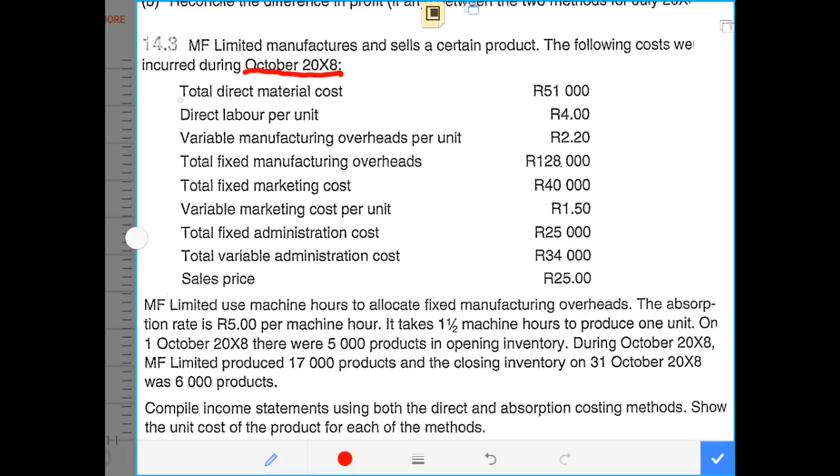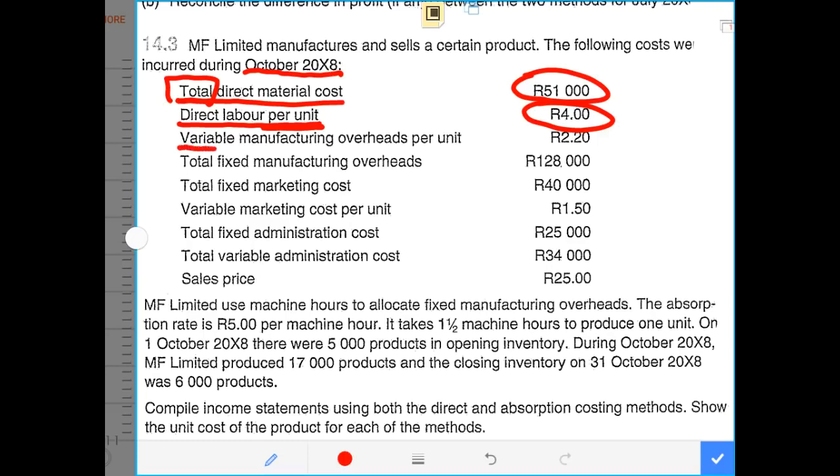We are given total direct material, and take note that this material is in total and it is 51,000 rands. We are also given direct labor cost, and the labor cost is given only per unit. Also take note of that, and that labor cost is 4 rand per unit. Remember, direct labor cost is a variable cost, therefore variable cost per unit remains constant. Be mindful of that.